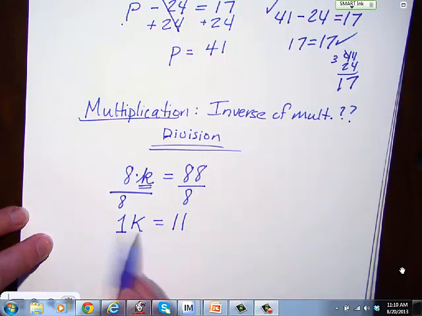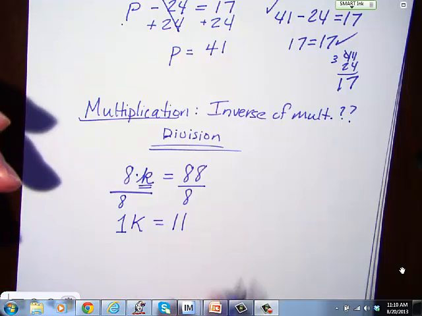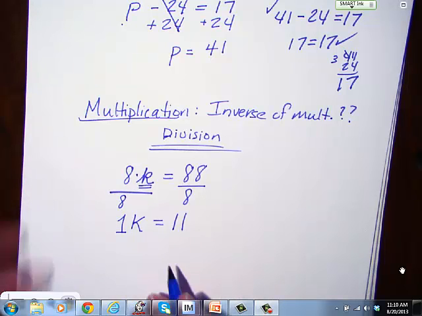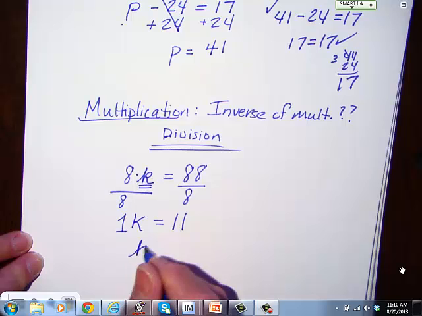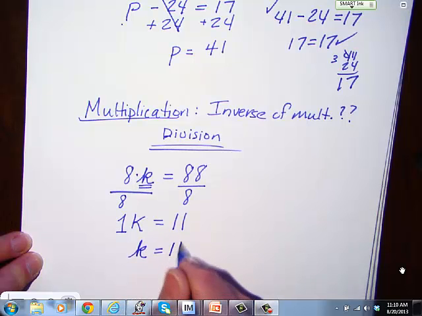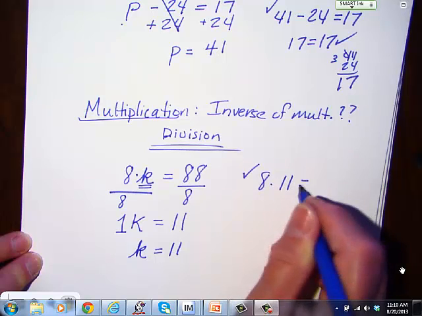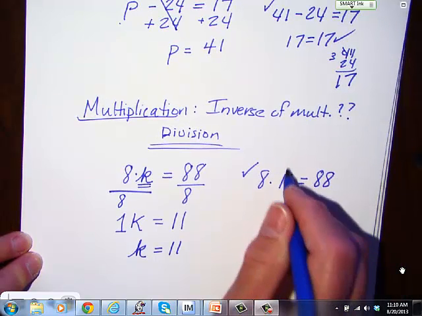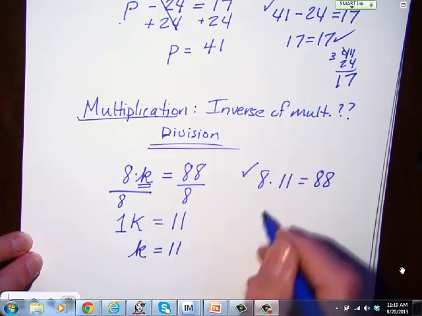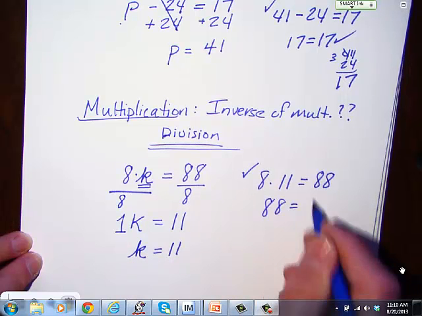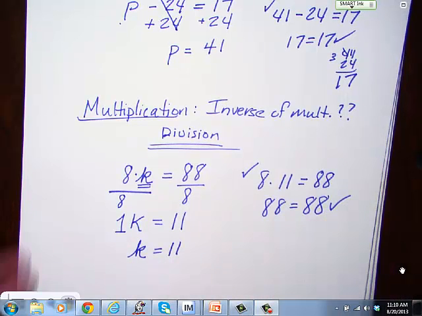Now, the 1 doesn't have to stay there. 1 times k is k. Remember the identity element for multiplication? So we could just leave it as k is equal to 11. Now we go over here and check it. 8 times 11 equals 88 because you substitute your 11 for your k, and by golly, 88 does equal 88.